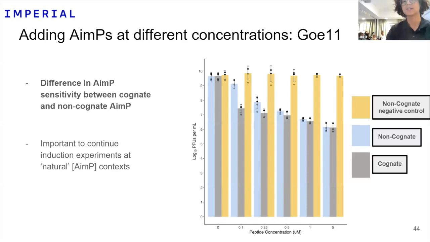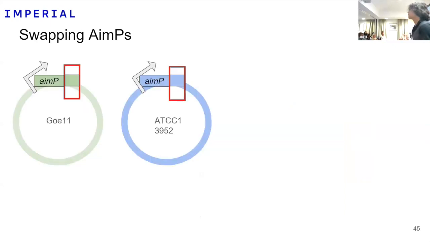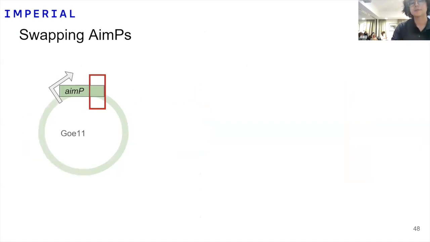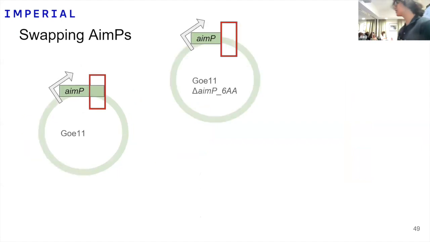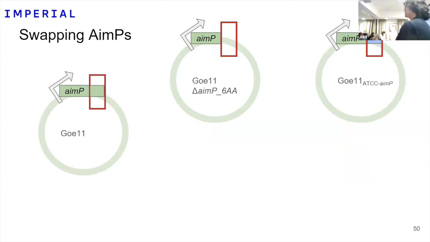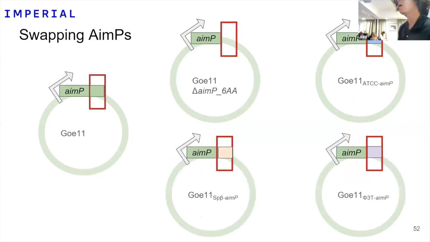So what we did instead was we took the phages that seemingly crosstalk with each other, and we swapped their AMPs using a CRISPR-Cas-based vector. Specifically, I took GO11. I first made a deletion of the 6 amino acids of the functional signal peptide, replaced it with ATCC, this peptide, the one that's supposed to work, as well as with 2 other peptides from phages that we didn't observe crosstalk in. And I took these swapped chimeric phages, and I did some induction experiments.